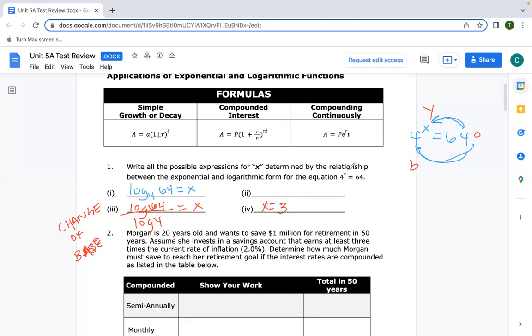Another way we could have actually written this out is we could say 4 to the x is equal to 4 to what power? The third power. Okay, so those are all the same thing, just written in 4 different ways. Questions, comments, concerns?